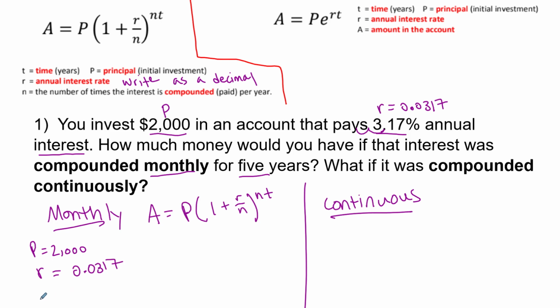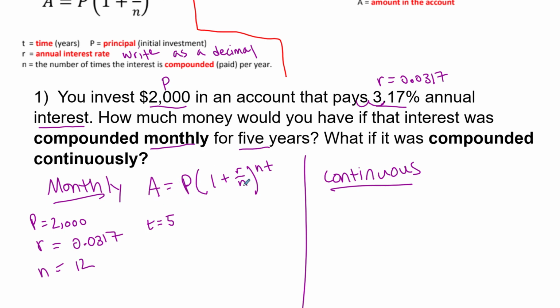We have n, the number of times it's compounded per year. Well, if it's compounded monthly, how many times is that per year? 12. And t, how many years? Well, that should be 5 years, so t is 5. We're going to take all of that and plug it into our formula. So A equals P, 2,000. Now I don't need my comma here.